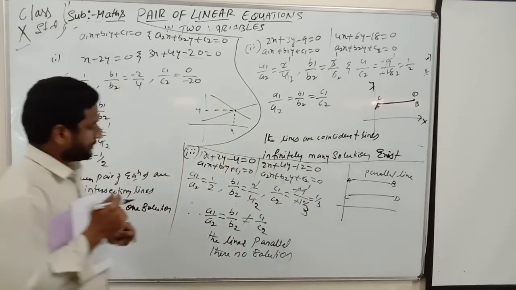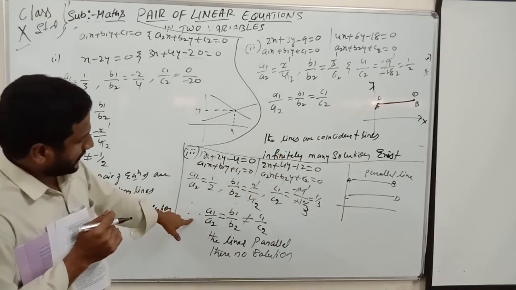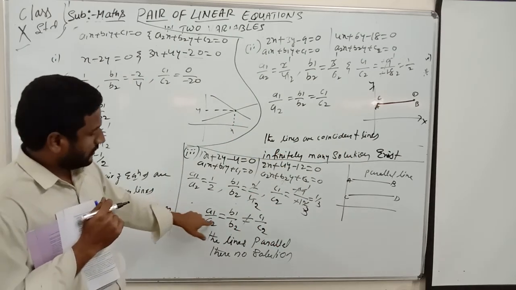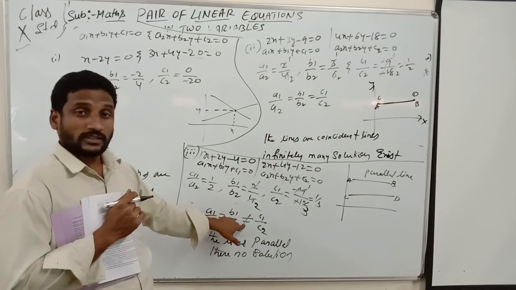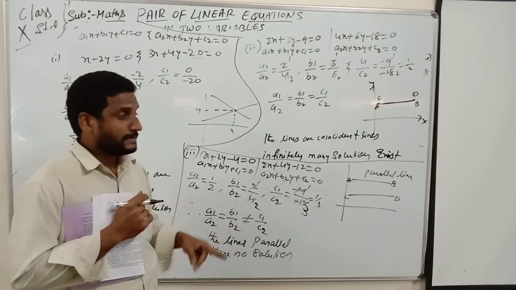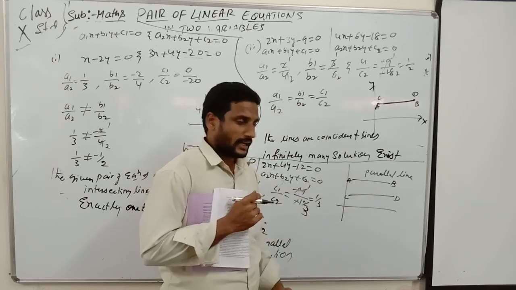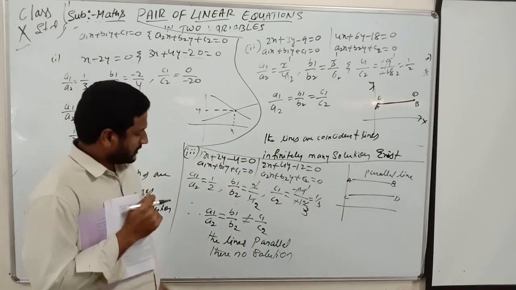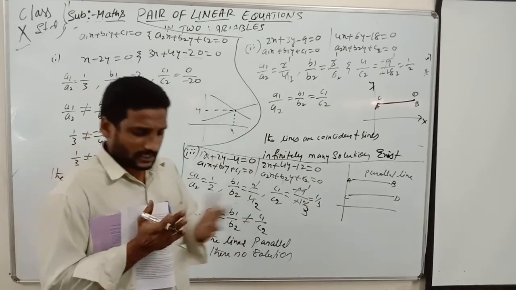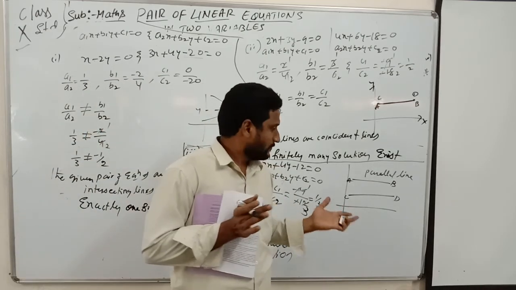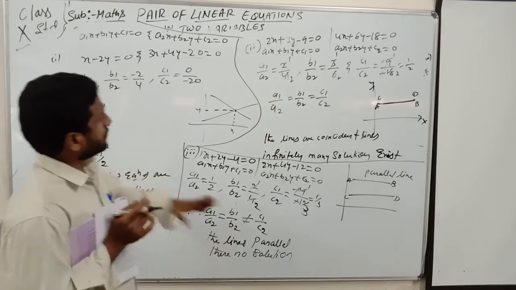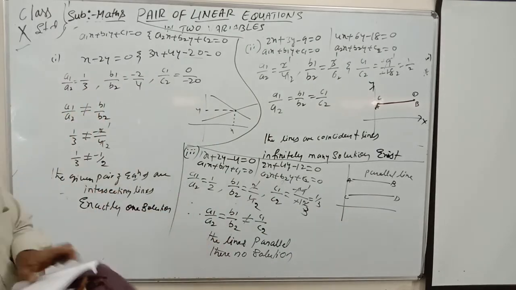Third case, see here, when you compare the ratio, a1 by a2 is equal to b1 by b2 but not equal to c1 by c2, then the lines are parallel. The lines will be parallel. And how many solutions do they have? There is no solution at all because they are not intersecting each other, no? So no solution exists. Okay? So this is important here.